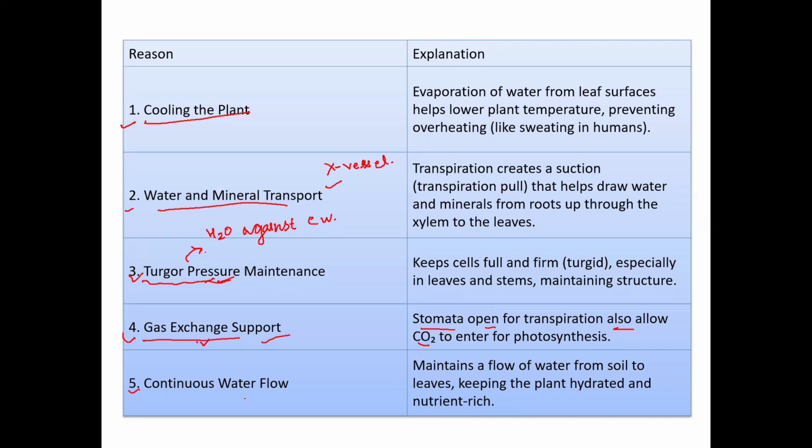And the fifth one is continuous water flow, because minerals mix with water and are transported to the upper part of the plant. So it maintains a flow of water from soil to leaves, keeping the plant hydrated and nutrient rich, like rich in sodium, potassium, iron ions, etc. So these are the basic reasons why plants perform transpiration. Yes, it helps in cooling the plant, moving nutrients and maintaining the water flow.